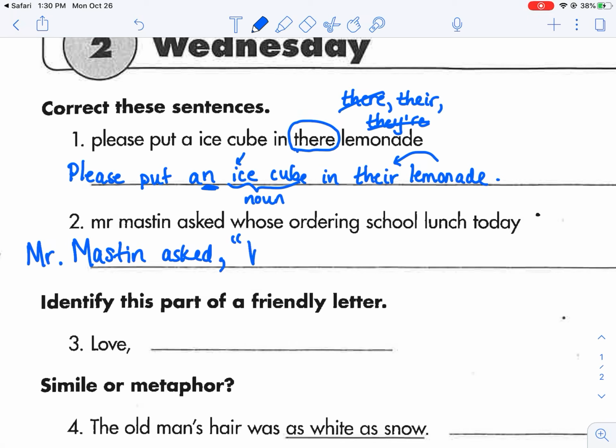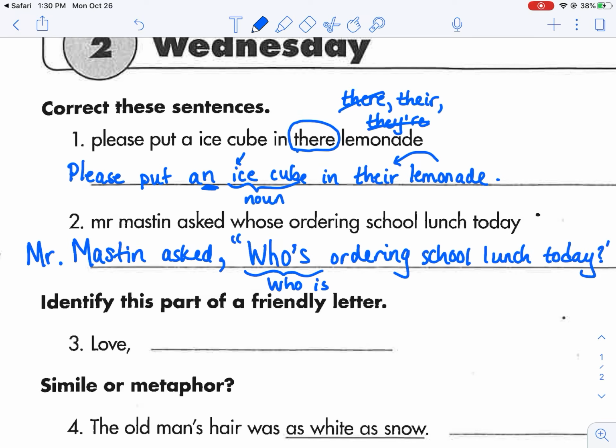It sounds okay, but what we need to do is say who's, like this, which means the same thing as who is. So who's ordering school lunch today? Okay, very nice.